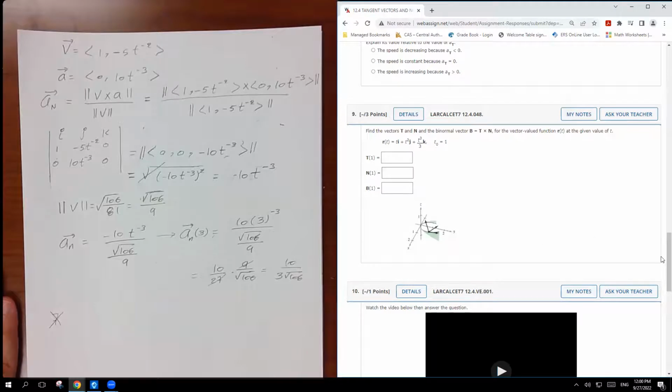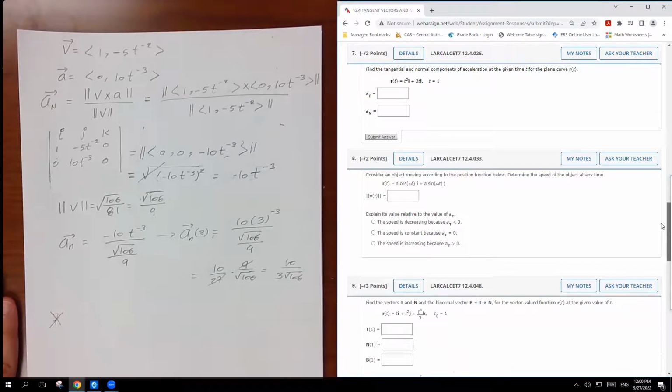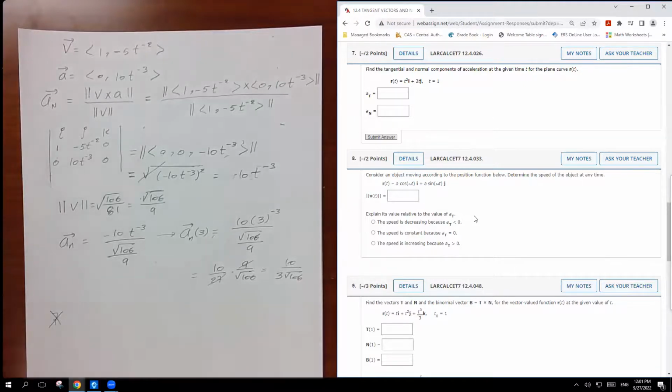Example 8. r of t is a cosine omega t i and a sine omega t j. Explain its value relative to the value of a with respect to t. Which one is going to be the speed? If you find the length of the velocity with respect to t. So let's check. You're just going to find the length of the velocity.